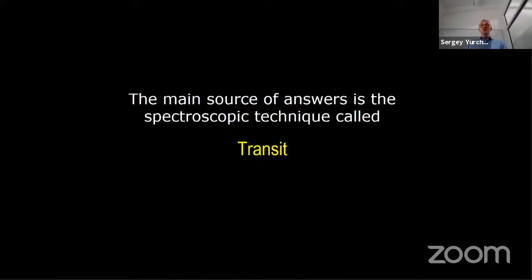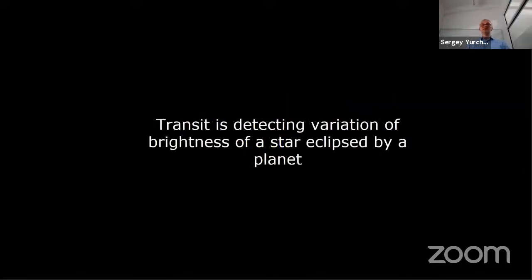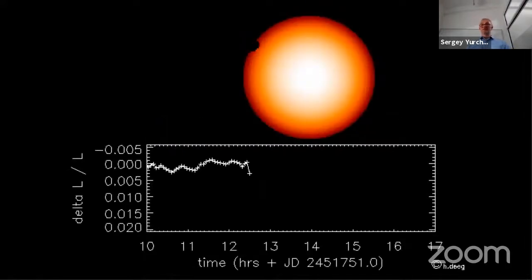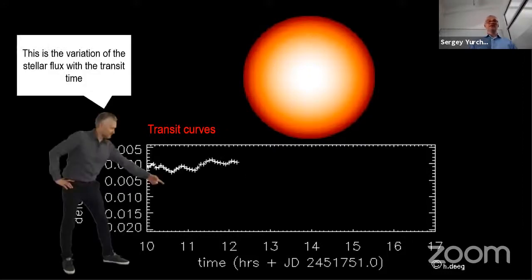The main source of answers is, and used to be, a spectroscopic technique called transit. Transit is basically detecting the variation of brightness of a star eclipsed by a planet. So let me show you this figure. In this picture you have a star, the planet going in front of the star, and we measure the brightness, the stellar flux. The stellar flux will obviously drop when the planet goes in front of the star.